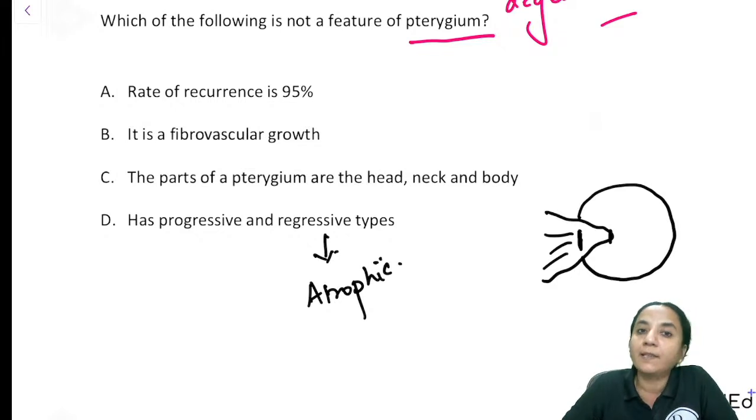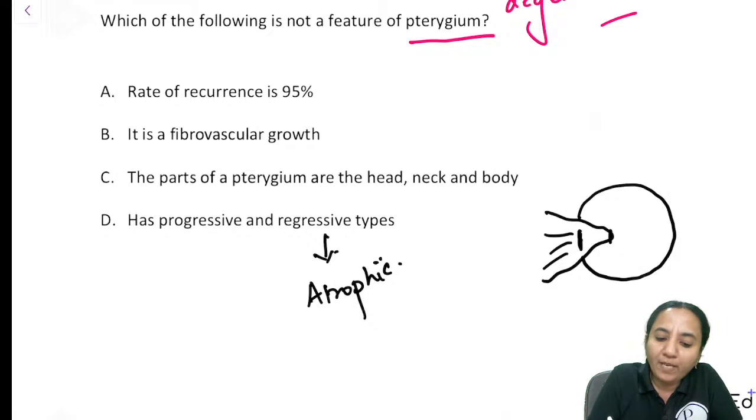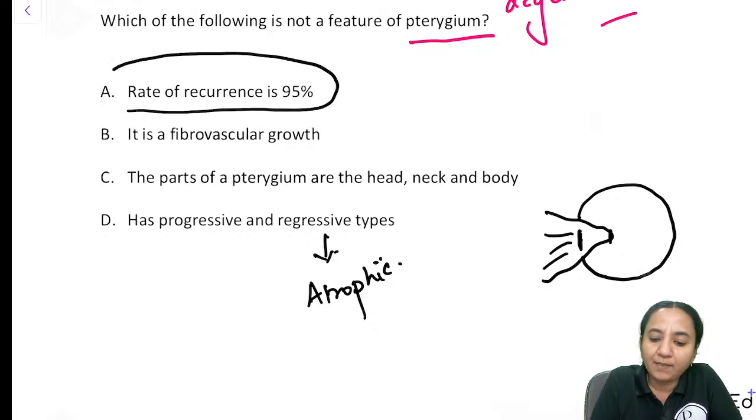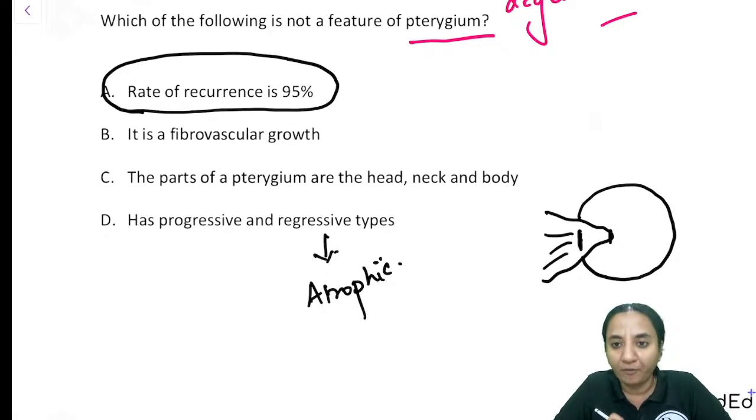So all this is right. It's a fibrovascular growth. Parts are head, neck and body. Progressive and atrophic or regressive types. These are correct. What is wrong is this: that the rate of recurrence is 95%. Now, recurrence is the most common complication of excision of pterygium. The treatment of pterygium is excision, and recurrence is the most common complication.